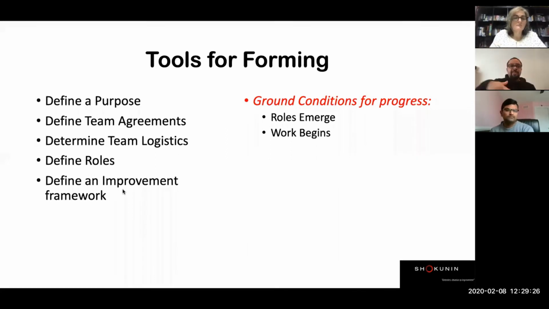So I threw out a couple of tools. I wanted to really focus in on one that I'm a really big fan of, and that's team agreements. People will call them different things. You might hear them as ground rules or team agreements. In this case, I'm going to call it a team agreement.